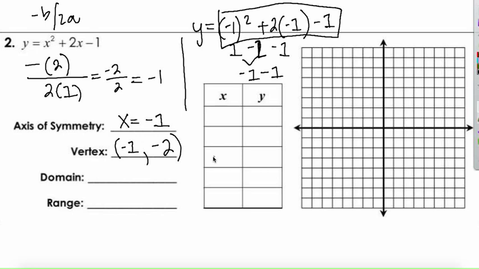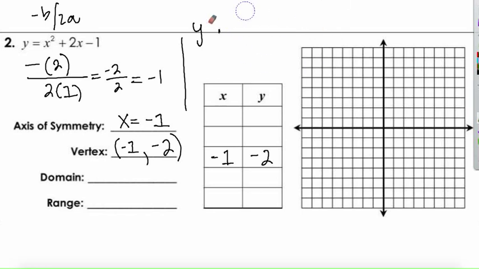We're going to put that in the center point of our table. We're going to pick some other values to put above and below the vertex so that we can get a good spread. We'll use some bigger numbers this time to see if we can get some further out points and see exactly what it looks like. So this time I will use negative 4, negative 2, positive 2, positive 4.